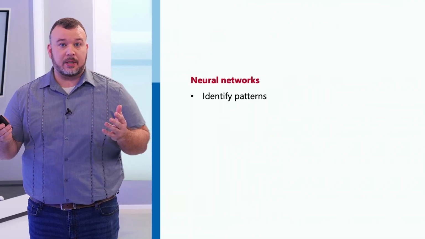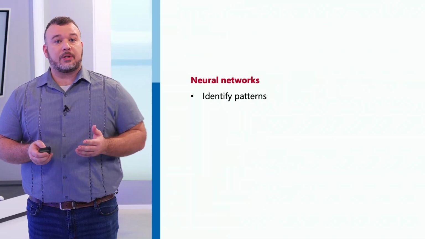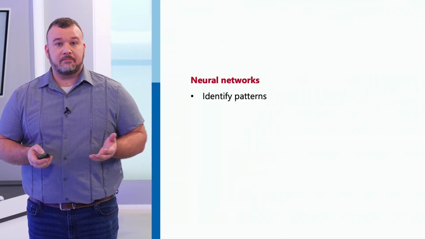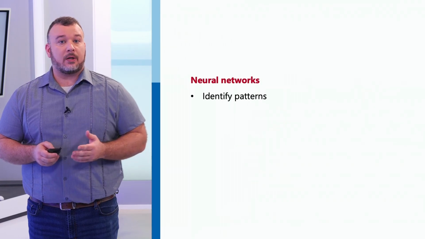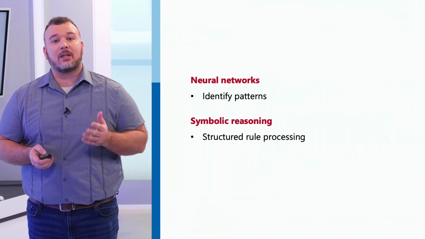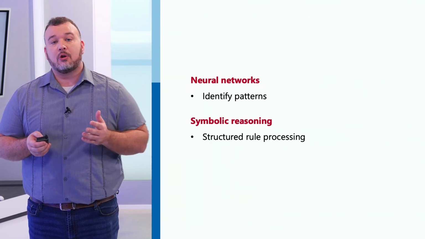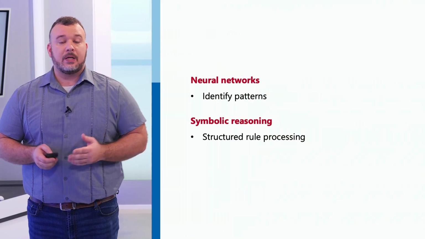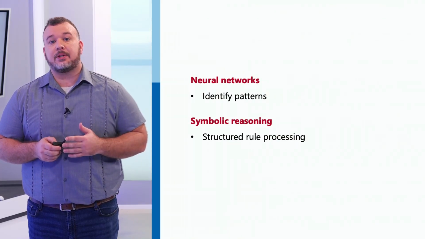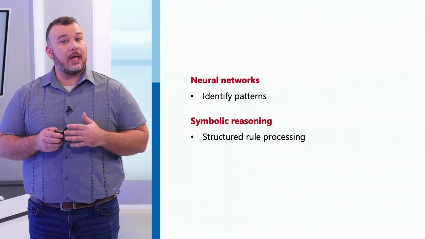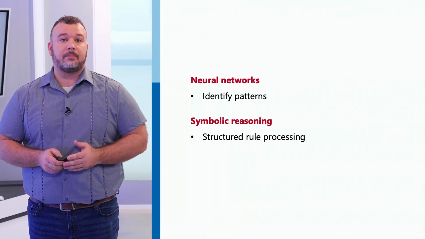So what is neurosymbolic AI? At its core, neurosymbolic AI integrates two key areas of artificial intelligence: neural networks and symbolic reasoning. Neural networks are adept at learning from data and identifying patterns, while symbolic reasoning excels at logic-based reasoning and structured rule processing. Together, they create systems that can analyze data and reason abstractly.